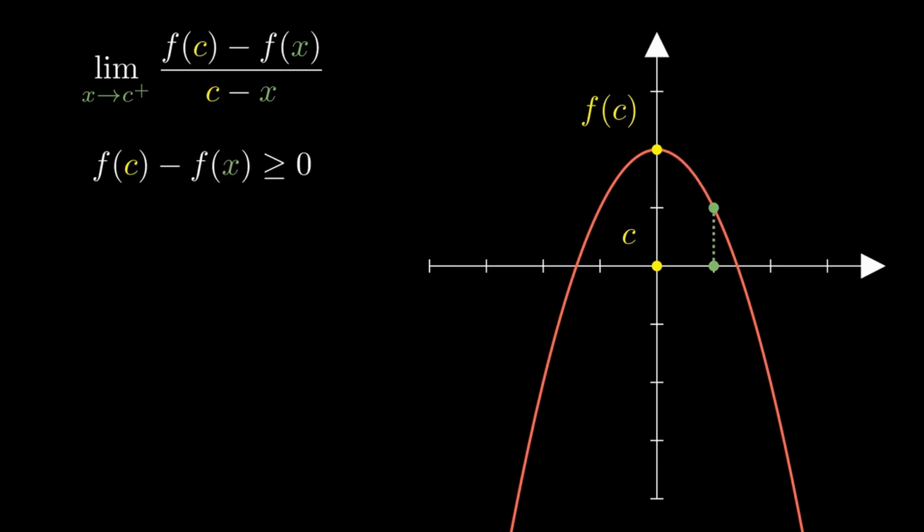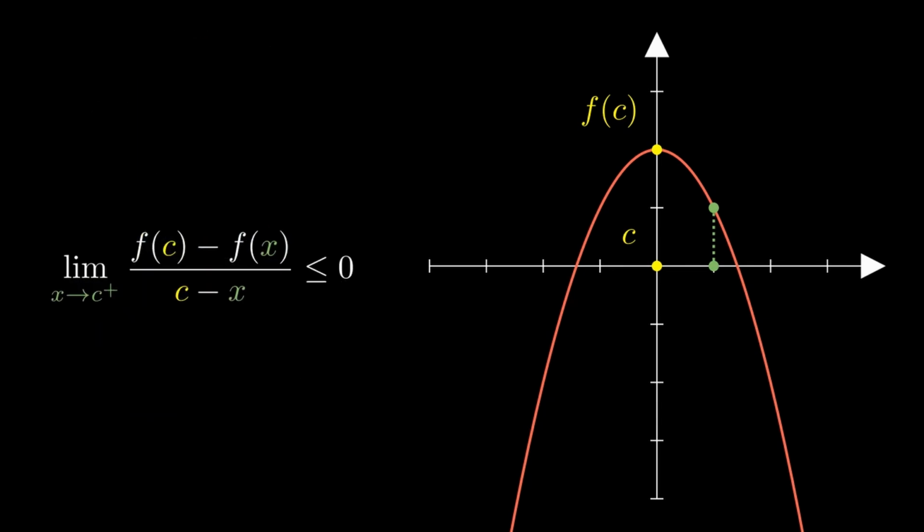Subtracting f of x yields f of c minus f of x is greater than 0. Because we are selecting points to the right of c, c is less than x. Subtracting x gives c minus x is less than 0. Dividing these two inequalities, like we did with the left limit, gives us a different result this time. That is, f of c minus f of x over c minus x is less than or equal to 0. So, we can conclude that the right limit is less than or equal to 0.